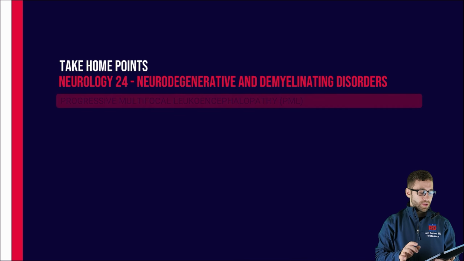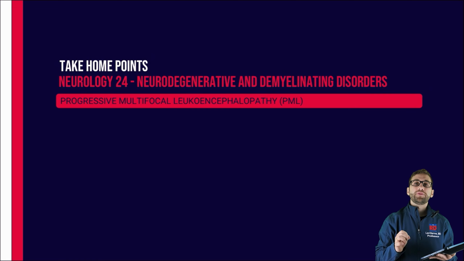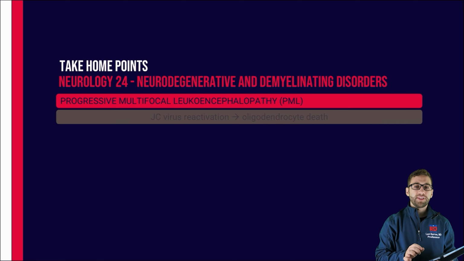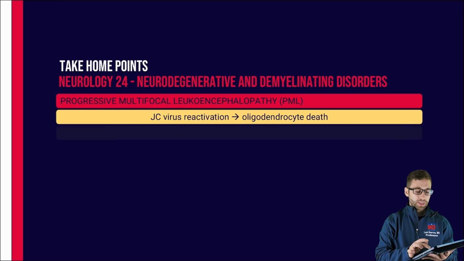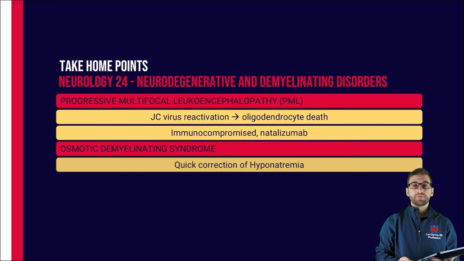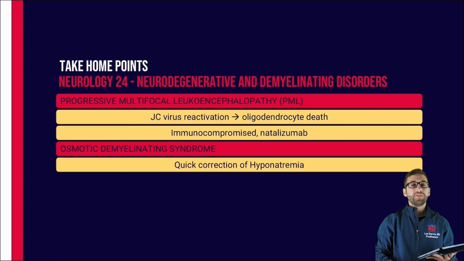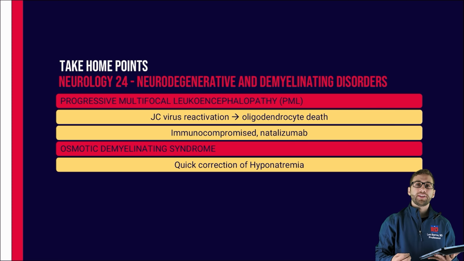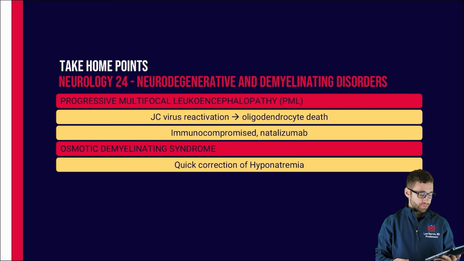Moving further, PML is caused by the reactivation of the JC virus in immunocompromised individuals, such as those on natalizumab. It leads to oligodendrocyte death and widespread demyelination, often resulting in rapid neurological decline. Moving on, osmotic demyelinating syndrome or central pontine myelinolysis results from rapid correction of hyponatremia.